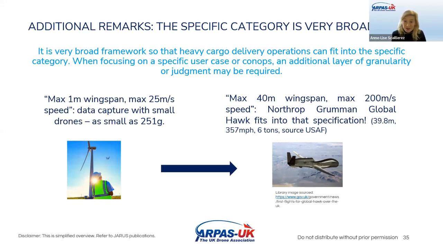And if you look at the other end of the spectrum, a maximum 1 meter wingspan, maximum 25 meters per second speed, when actually the end of the open category could be a drone as small as 251 grams, just not fitting into the open category. So it is a very, very large spectrum. And that means that when we go for specific operations in one specific column, to a certain extent, there may be a need for an additional layer of granularity or judgment to really fit the specificities of your operation.